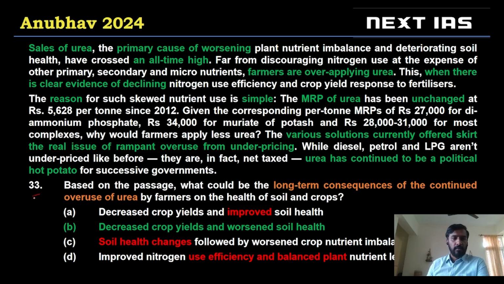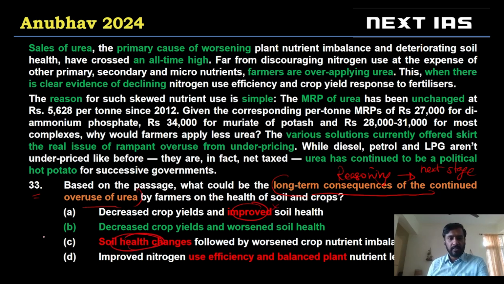All right. Let's look at this question. Based on the passage, what could be long-term consequences of continued overuse of urea? We'll call this a reasoning-based question. Using logic in the passage, we need to reason out what could be the next stage. So if there is continued overuse, improved soil health तो नहीं होगा. Soil health changes मतलब क्या changes? Better होगा या worse होगा? So this is vague. Soil health changes is vague. So C is incorrect. Some students I suspect have gone with C, but change मतलब किस type का change? Is it improving or is it declining?